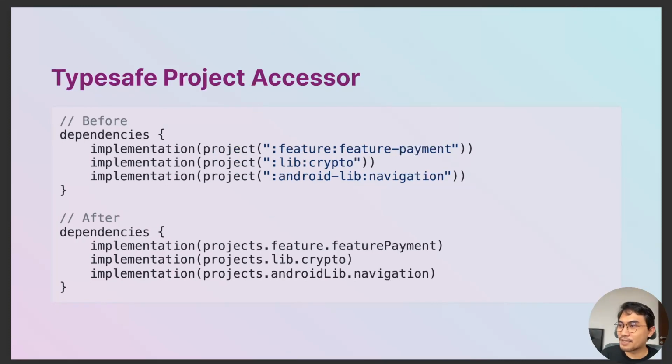Okay, typesafe project accessor. Just look at this code sample and you'll find it's pretty self-explanatory. If you enable these settings, you can access the module by using projects followed by your module name. However, unlike version catalog, Gradle will generate the projects automatically, so you can just use this in your project right away.